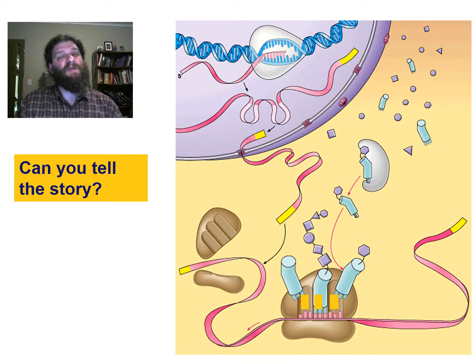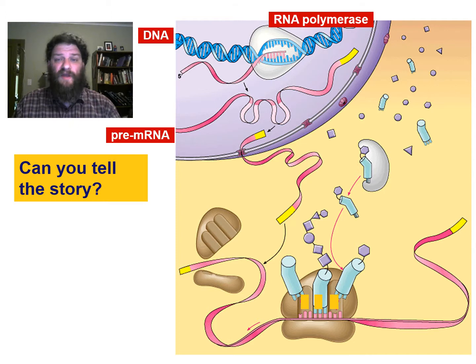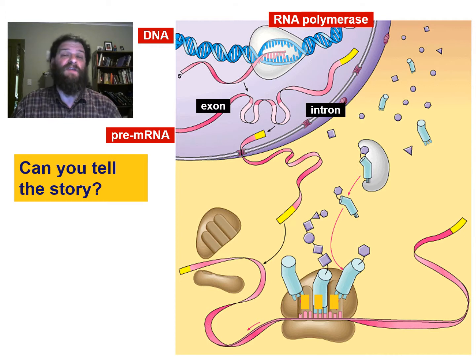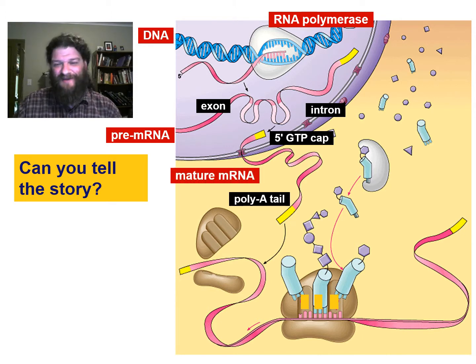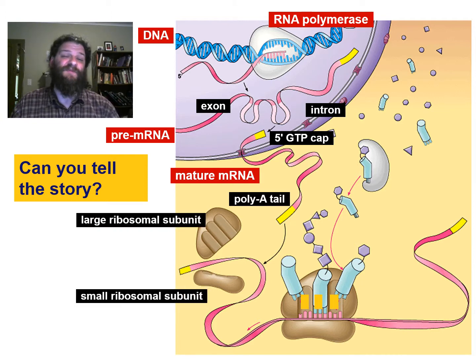There's a lot to it, but you need to be able to tell the basic story of protein synthesis, starting from DNA, having messenger RNA made by the action of RNA polymerase, making the long pre-mRNA that needs to have the exons spliced together so that the introns can be kicked out. That messenger RNA also needs to be protected from the crazy endonucleases out there in the cytoplasm. So we stick a GTP cap on the 5' end and a poly-A tail on the 3' end and send that mature RNA out into the cytoplasm to hopefully find a large and small ribosomal subunit before it's degraded by the endonucleases out there.